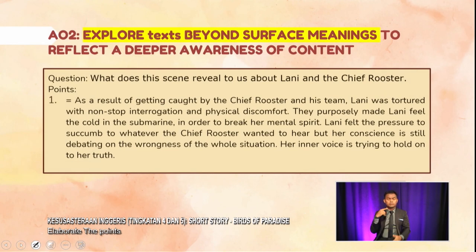Now we have the evidence. We want to go beyond surface meaning. What else can we dig up? What else can the scene reveal to us? So, on the point of Lani, from Lani's perspective, as a result of getting caught by the chief rooster and his team, Lani was tortured non-stop and she was interrogated and had physical discomfort. An example of physical discomfort is feeling cold in the submarine, because they want to break her mental spirit.